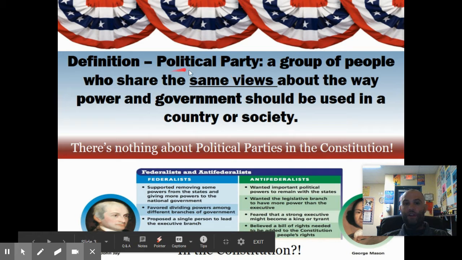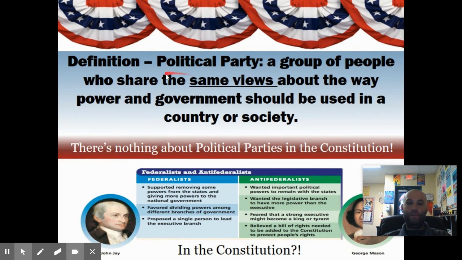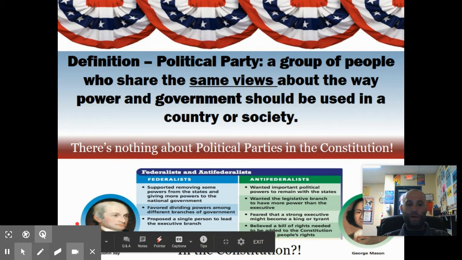So what is the definition of a political party? If you're taking notes, you would want to put this on the left, and this on the right. A political party is a group of people who share the same views about government and how government should be used in society. It has millions of people in it, and they have similar views on government, the purpose of government, and how government should be used in society. Political parties are not in the Constitution. Political parties go all the way back to the Federalists and Anti-Federalists, which we will talk about in a couple weeks. But that's what a political party is. If you're taking notes on that, go ahead and pause it, write this down.